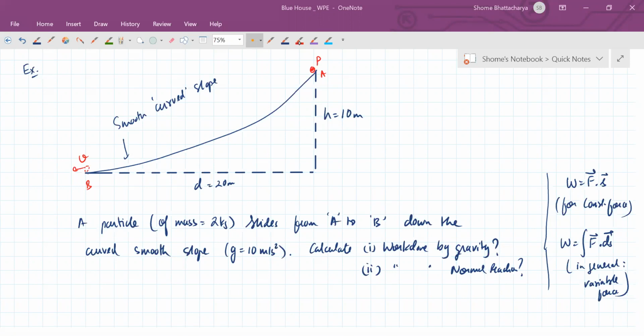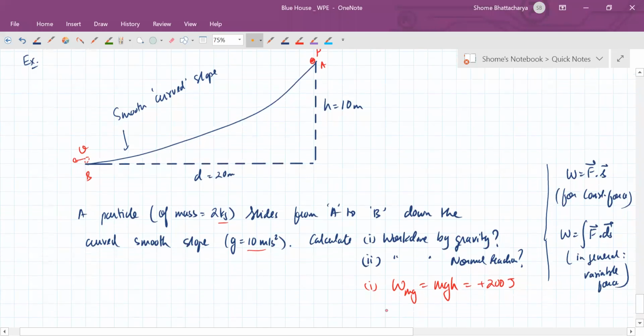So anyway, let me first give you the answers, then I'll explain how. Work done by gravity should come out to be mgh over here. If you take g as 10, so 20 newtons into 10, so plus 200 joules. Whereas work done by normal reaction, interestingly, will come out to be 0.